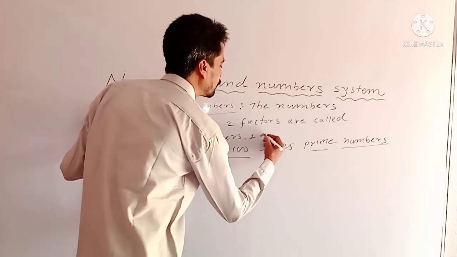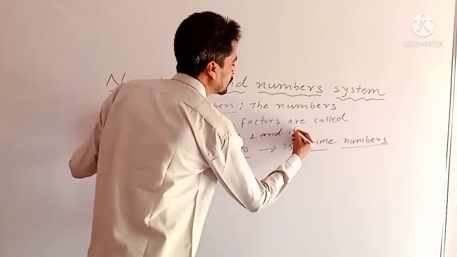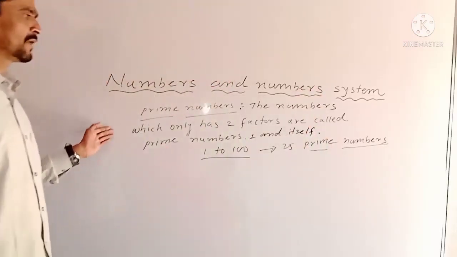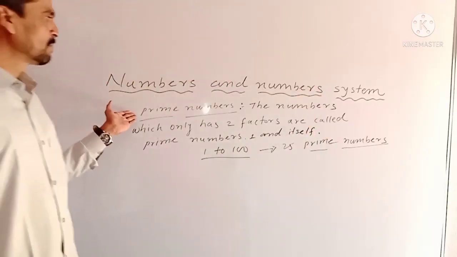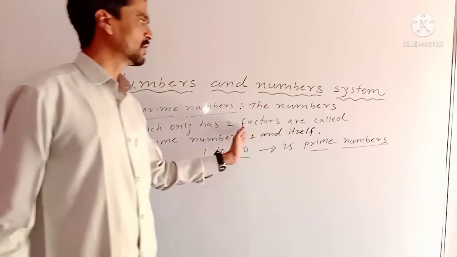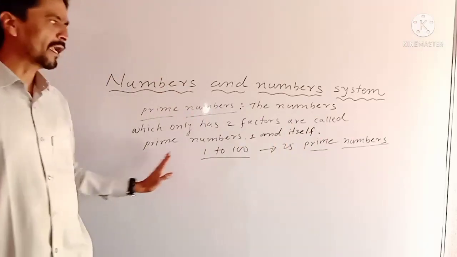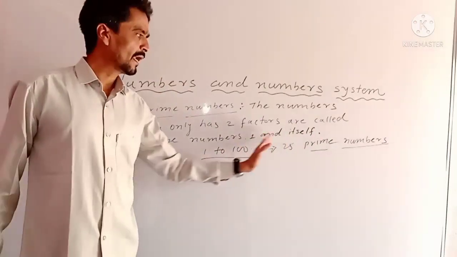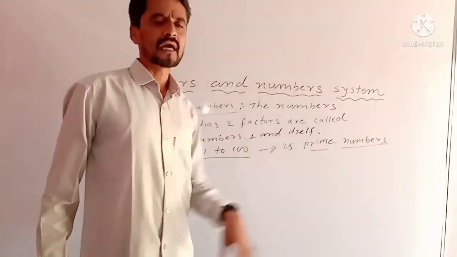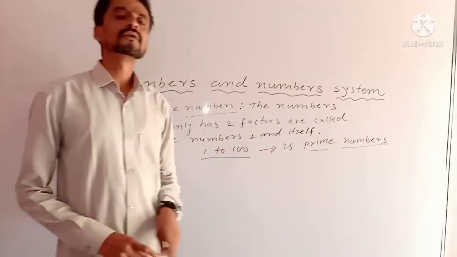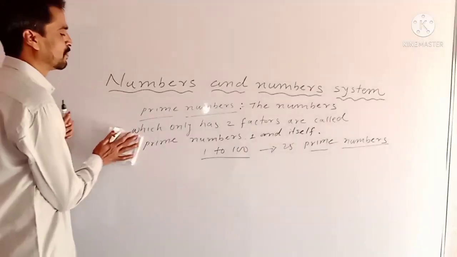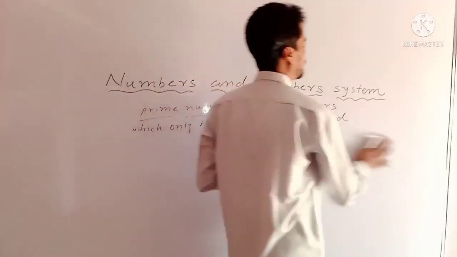1 and itself. Once again I am repeating the definition of prime number. Prime numbers are the numbers which only have two factors. What? 1 and itself. From 1 to 100, how many prime numbers are there? 25 prime numbers. Let's see what the 25 prime numbers are.